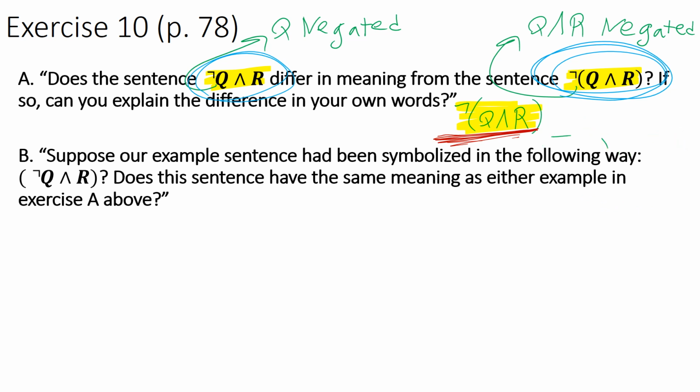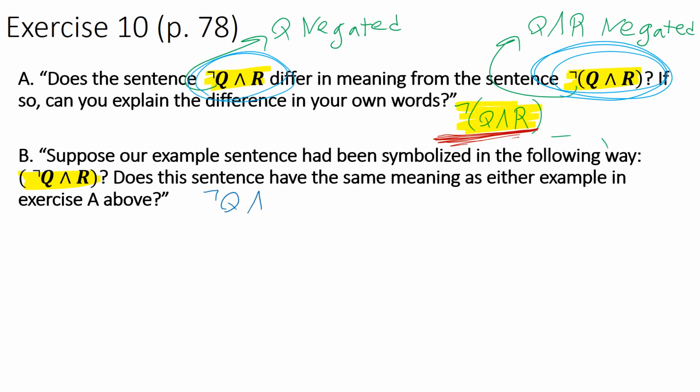So B tells us, suppose our example sentence had been symbolized in the following way: parentheses, not Q and R, close parentheses. Does this sentence have the same meaning as either example in exercise A above? Well, this is a trivial question, it's obvious even. The answer is yes.